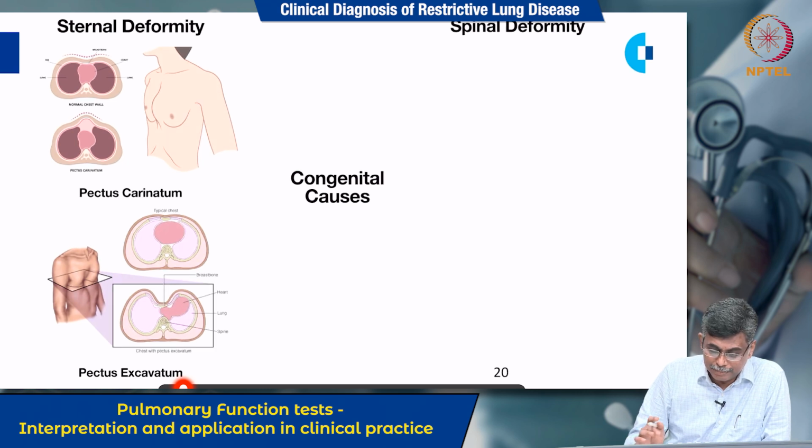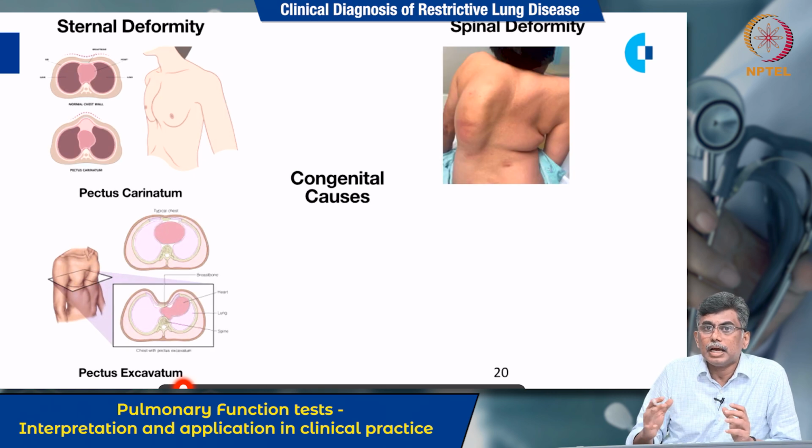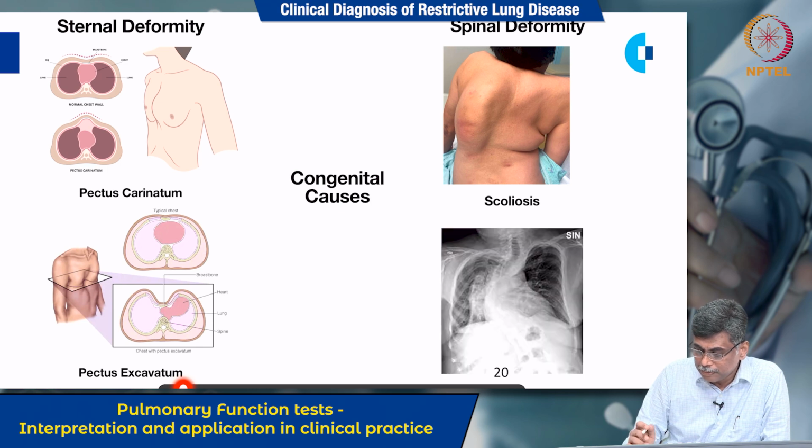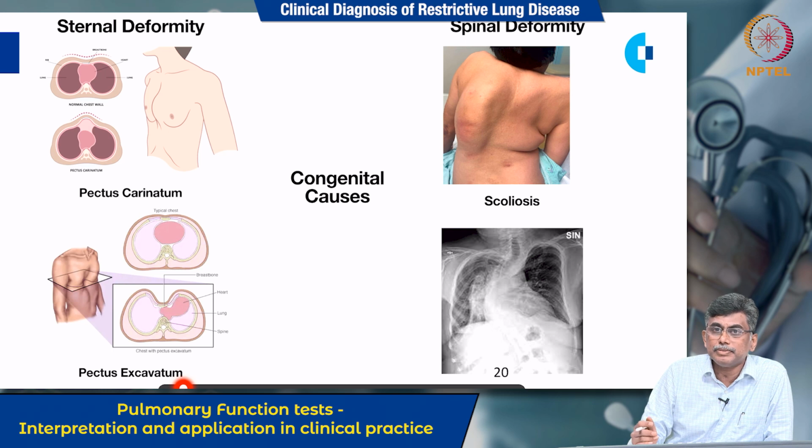pectus excavatum, where the sternum is dipped inside, because of which the lung can't expand properly. The spinal problems could be gross scoliosis. See in an X-ray how much the chest is altered because of the scoliosis, and here the lung can't expand properly. These are examples of congenital causes of chest wall diseases which cause restrictive lung disease.